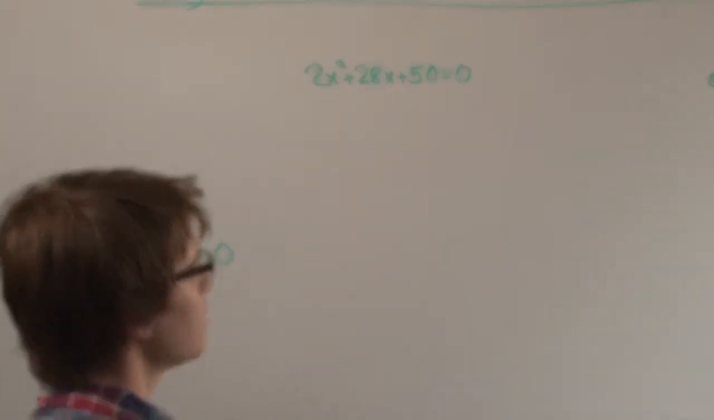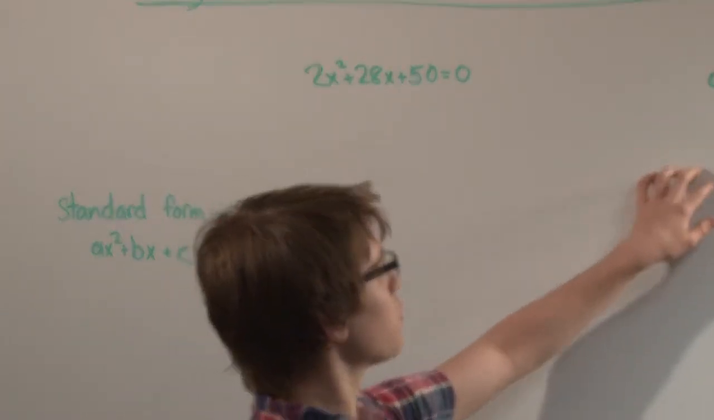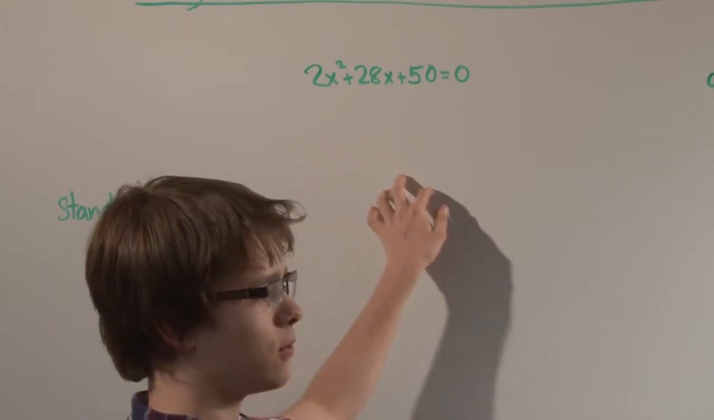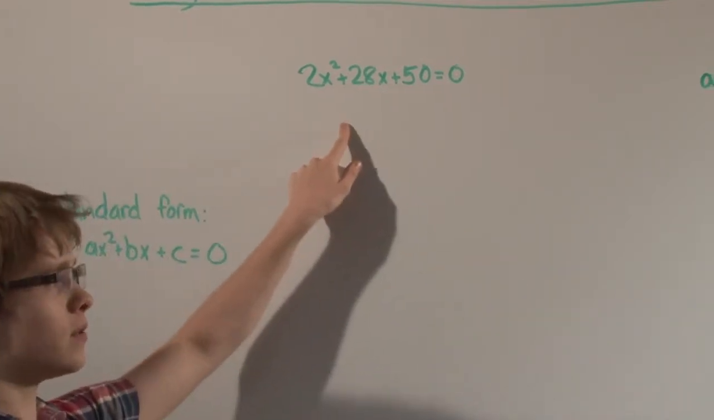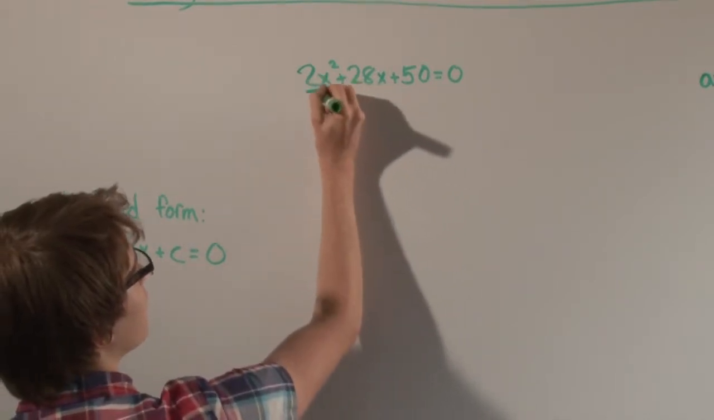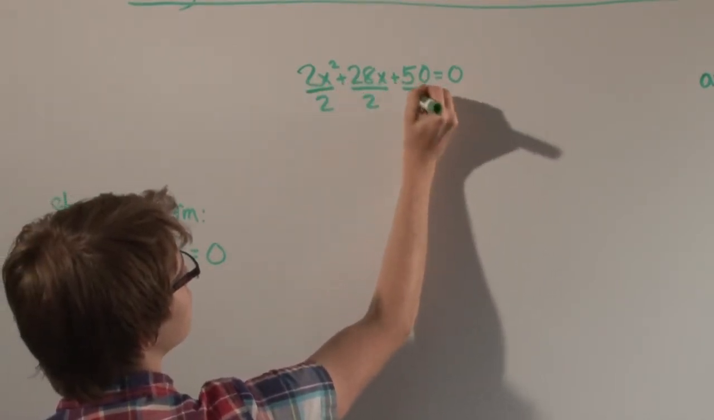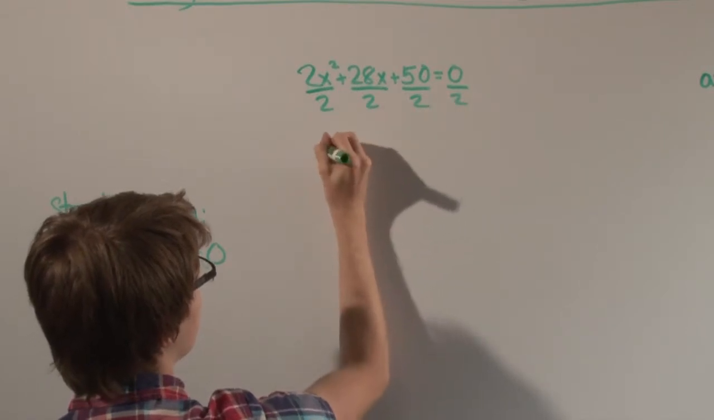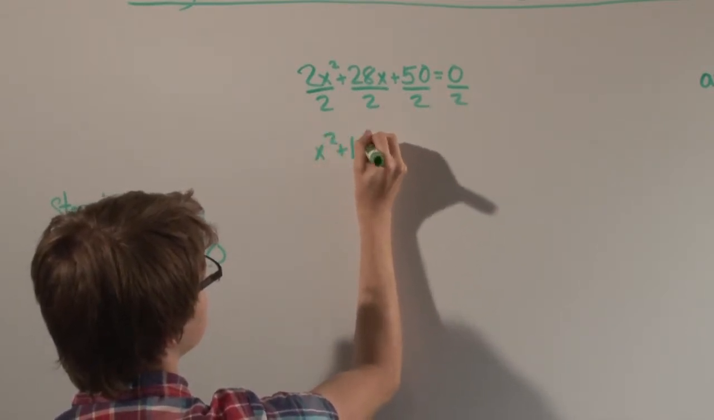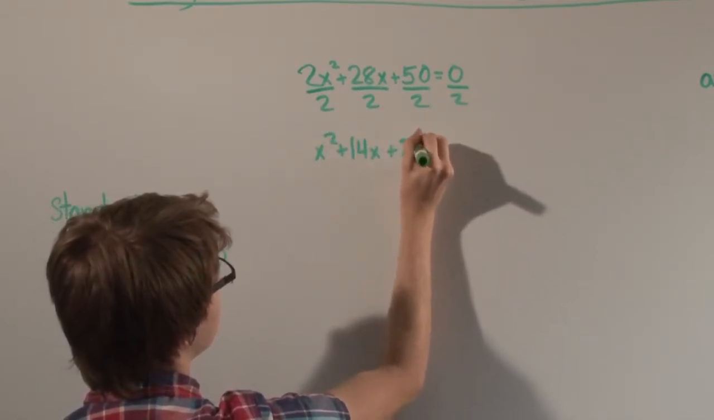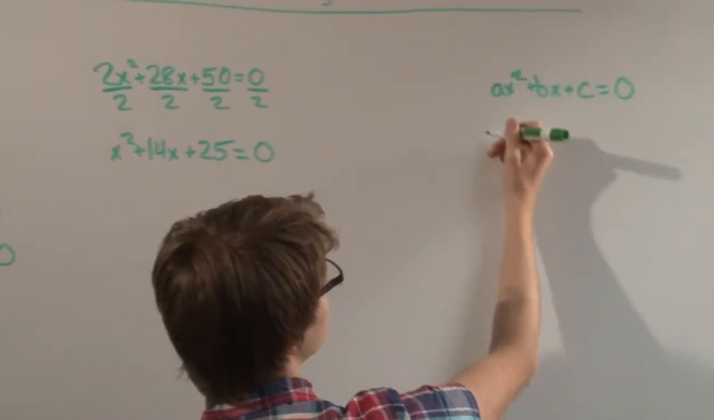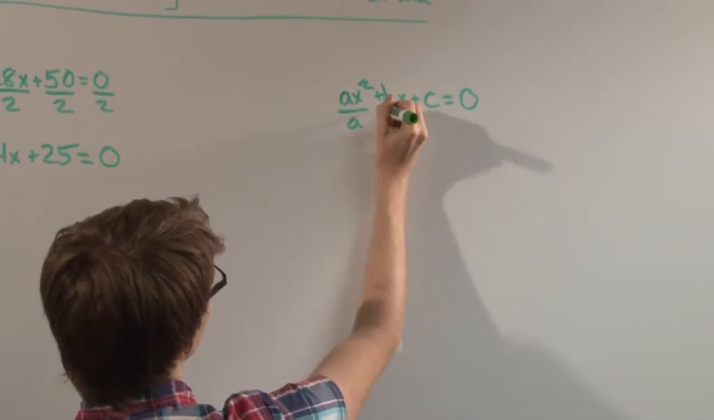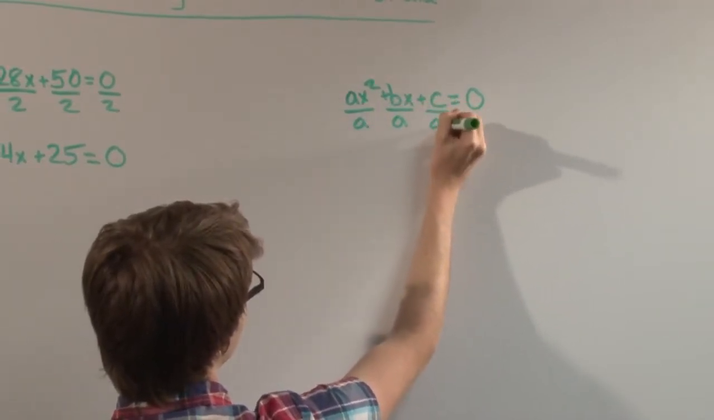All right, to kind of show you how the general form relates to a real example, I'm going to do them side by side. So in completing the square, what are we going to do to this first? We're going to divide everything by 2. So you have x squared plus 14x plus 25 equals 0. And so we're going to do the same thing over here. And a is just a number, so we can divide everything by a.